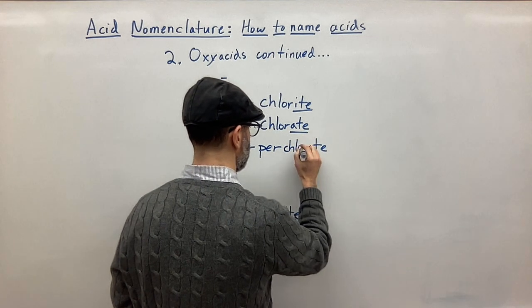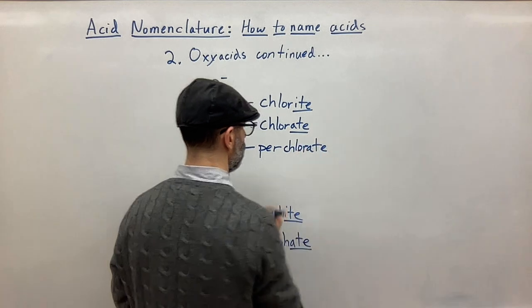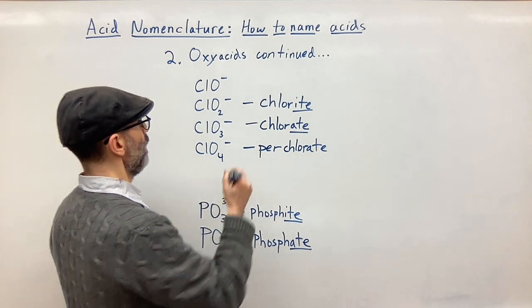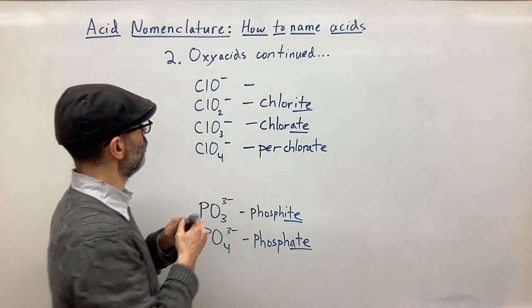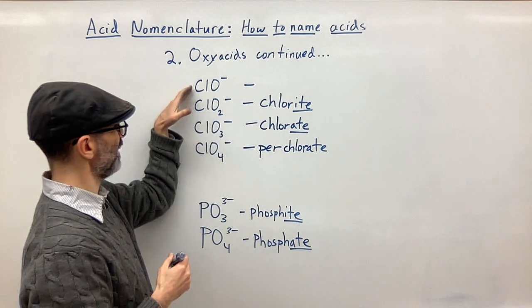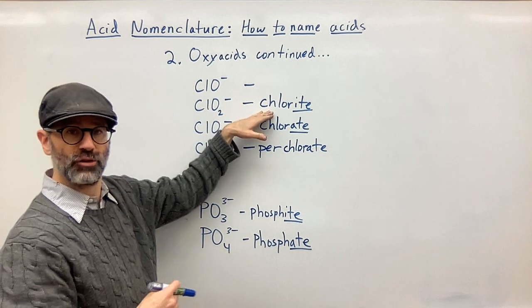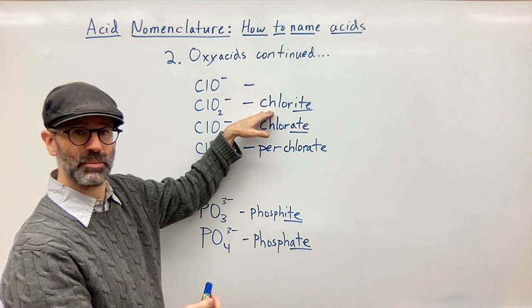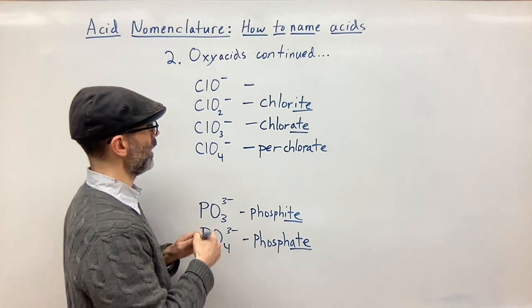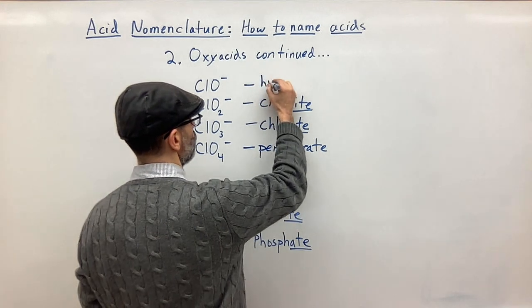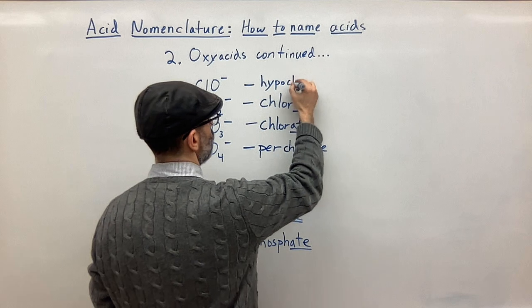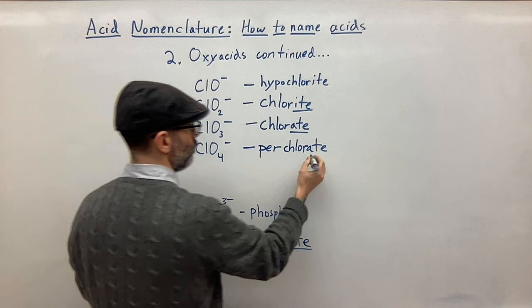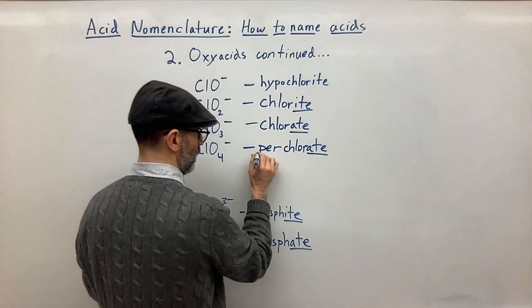Oops, let me fix that. Chlorate. So this is your perchlorate ion. And then this one here, it has 1 less oxygen than chlorite. So we're going to keep the chlorite and add a prefix to that one. It's going to be a different prefix. So instead of chlorite, it's going to be hypochlorite ion.